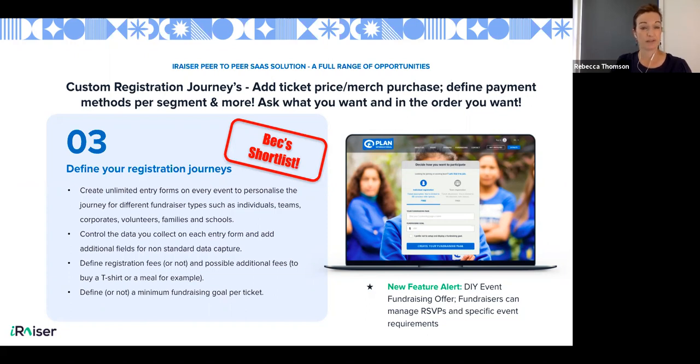You can have drop-down fields. You can change the order in which these fields are being asked. You can even add ticketing into your registration journey. So maybe for corporates, you're going to charge them $1,000 to participate, but for schools, it's free, or an individual might cost $50. And maybe you want to offer everyone the option to purchase a t-shirt or a hat within that activation of that registration as well. So you can add in merchandise purchases as well.